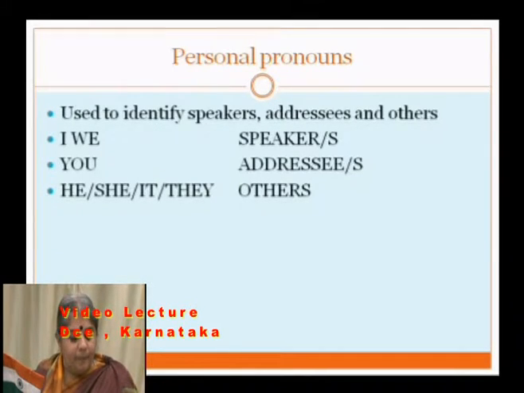Personal pronouns. Personal pronouns are those used to identify the speaker or speakers, addressee or addressees and others. Now, this is personal pronoun. If I am speaking, it is speaker. If we are speaking, it is speakers. This is the difference that the personal pronoun makes. You are speaking, it is addressee. You are speaking, it is addressees. He, she, it and they are speaking, it is others. This is the role of personal pronoun.